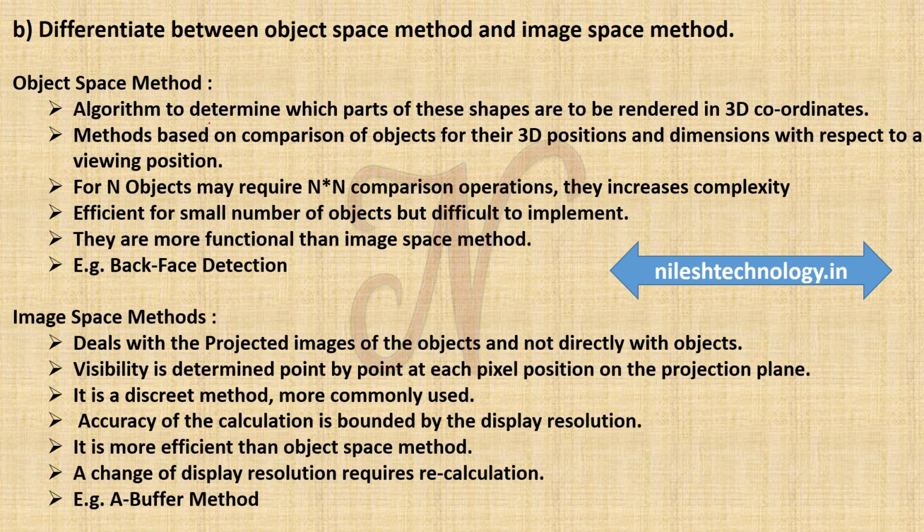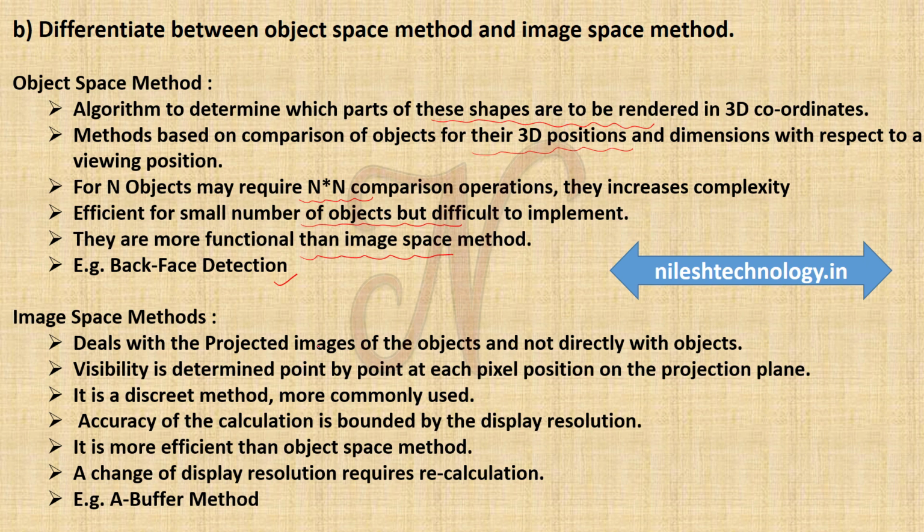Object space method: the algorithm determines which parts of the shapes are to be rendered in 3D coordinates. The method is based on a comparison of objects for their 3D position and dimension with respect to a viewing position. So for n objects it requires n into n comparisons. It is efficient for a smaller number of objects but difficult to implement. They are more functional than the image space method. The best example is back face detection.